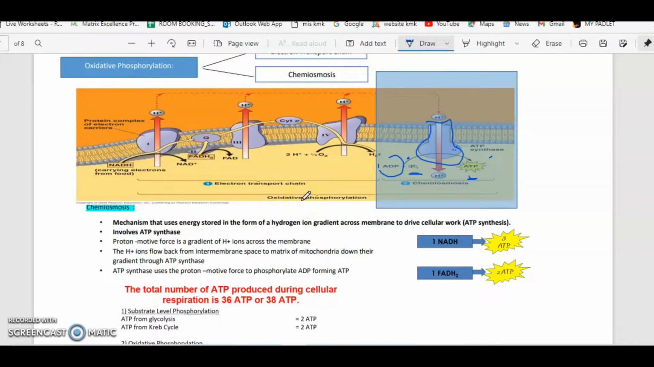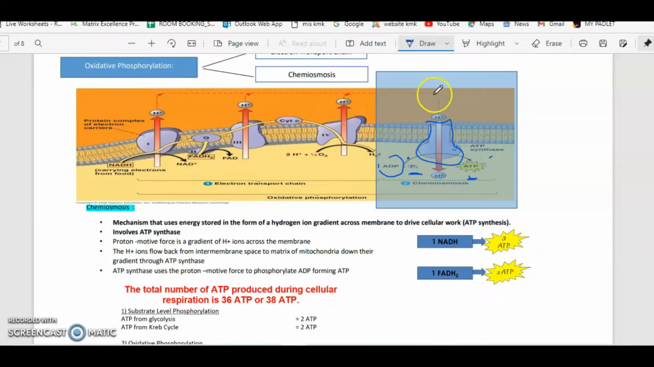Sebab kita belajar konsep osmosis, betul tak? Osmosis is the movement of water from high water potential to low water potential. So macam ni juga. When there is a high concentration of hydrogen ion here, the hydrogen ion will flow back to the area where the concentration is lower. In this case, the flow back of hydrogen ion is via ATP synthase.